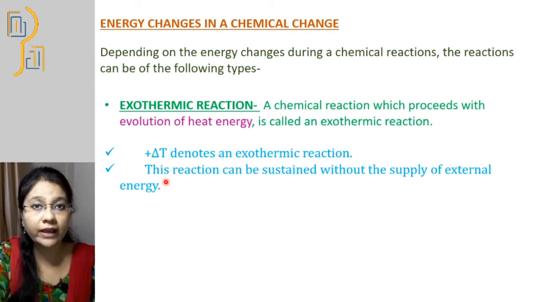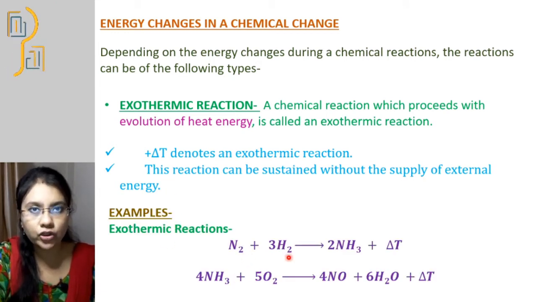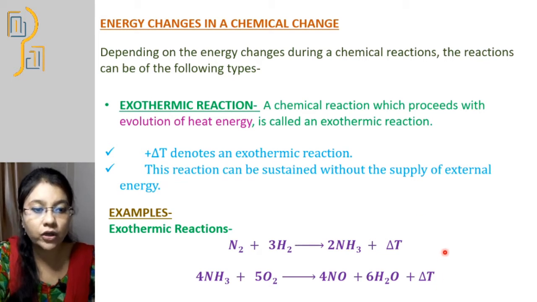Let's take some examples. N2 plus 3H2 gives 2NH3 plus delta T, and 4NH3 plus 5O2 gives 4NO plus 6H2O plus delta T. So in this reaction you can see that there is plus delta T, which denotes an exothermic reaction. In this type of reaction, heat energy will be evolved or released.